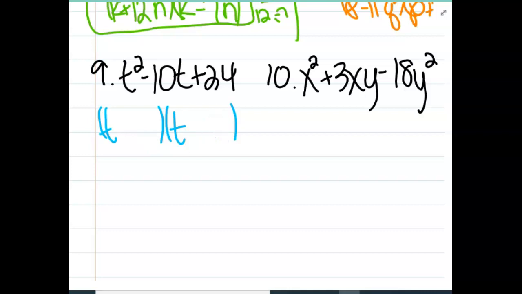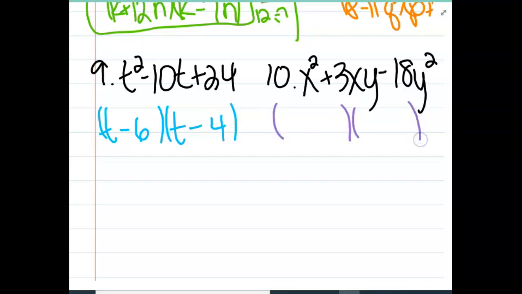What am I going to need to use? A minus 6 and a minus 4. Right? Because they're both going to have to be negative. And the only way you can do that and add to give you a negative 10 would be a negative 6 and a negative 4.